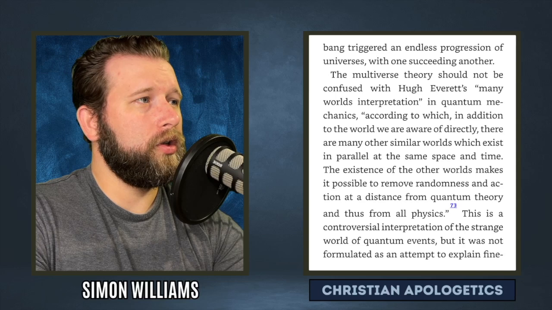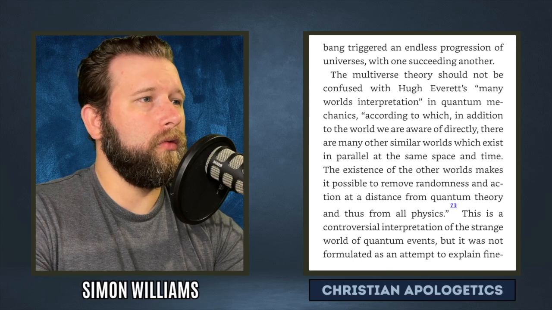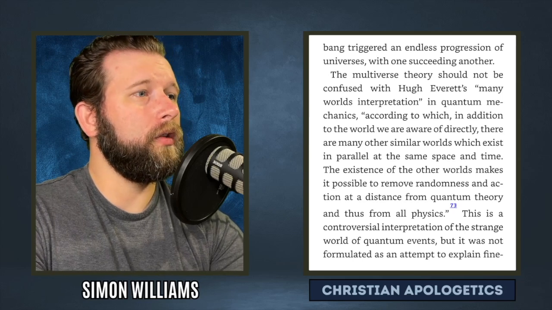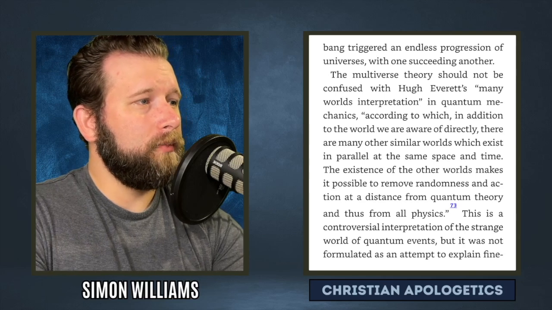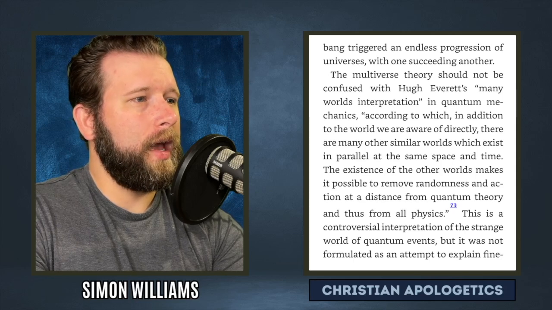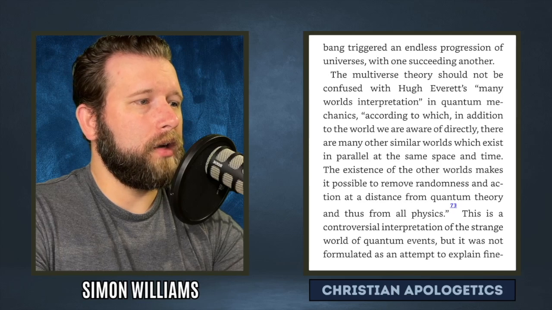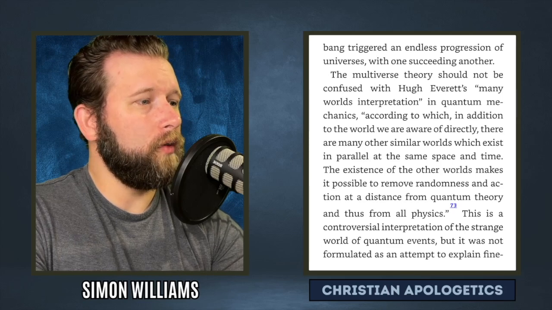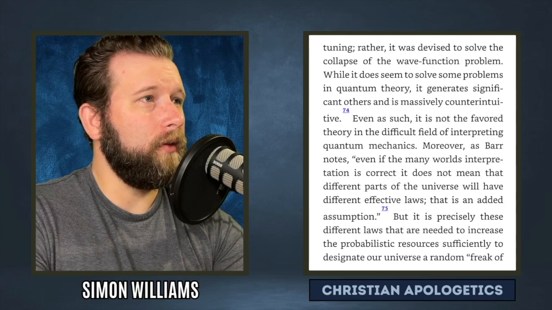The multiverse theory should not be confused with Hugh Everett's many worlds interpretation in quantum mechanics, according to which, in addition to the world we are aware of directly, there are many other similar worlds which exist in parallel at the same space and time. The existence of other worlds makes it possible to remove randomness and action at a distance from quantum theory and thus from all physics. This is a controversial interpretation of the strange world of quantum events, but it was not formulated as an attempt to explain fine-tuning.